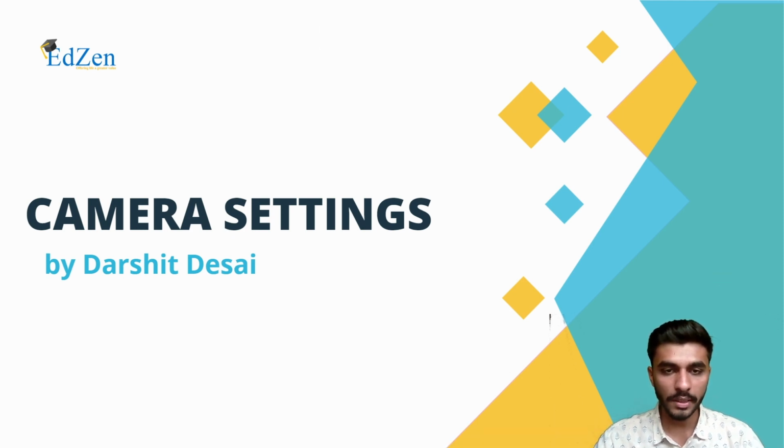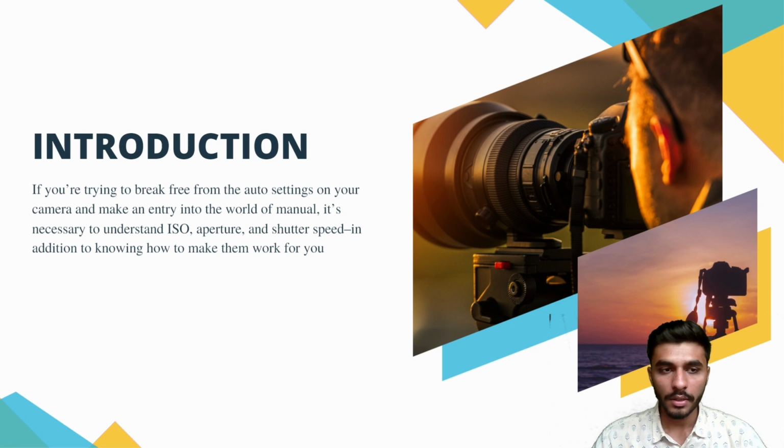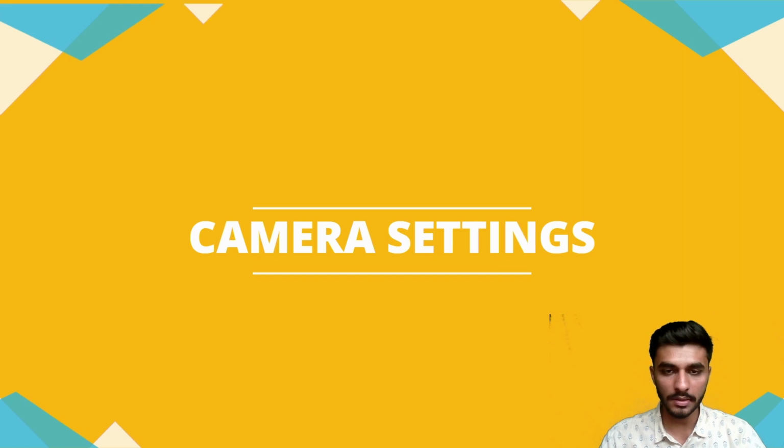In this video we will be seeing about different camera settings. Now, if you want to move on from the auto mode of the camera and step into the world of manual mode, you need to understand what ISO, aperture and shutter speed mean, and know how to make them work for you. So let's start by seeing the different camera settings.